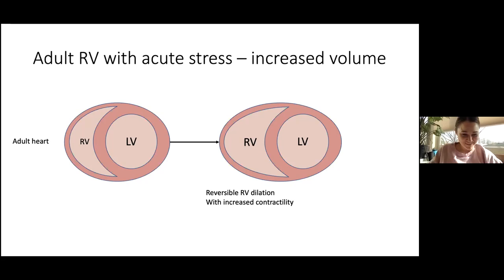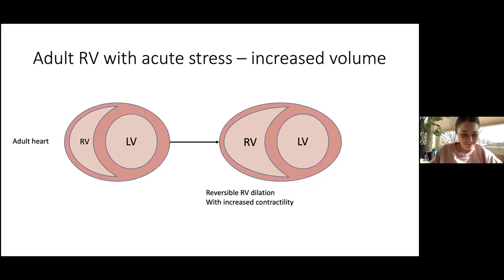And so we're seeing an increase in size. And as long as that dilation occurs along the Frank-Starling curve and doesn't overload the RV, it's able to increase its contractility and handle that bolus with no problem. And so the RV is considered to be volume tolerant, but we'll see next that it's pressure intolerant.